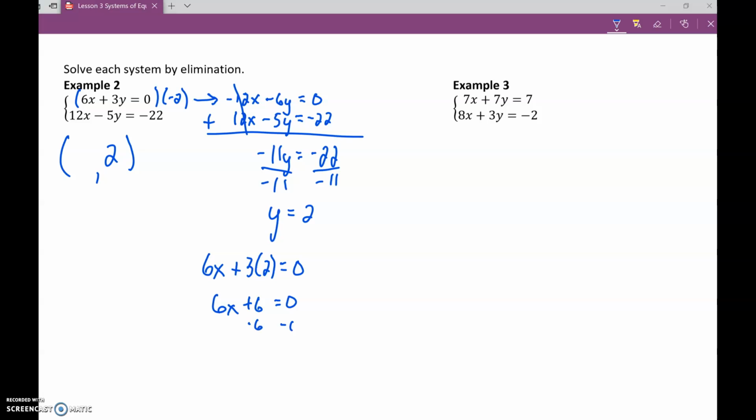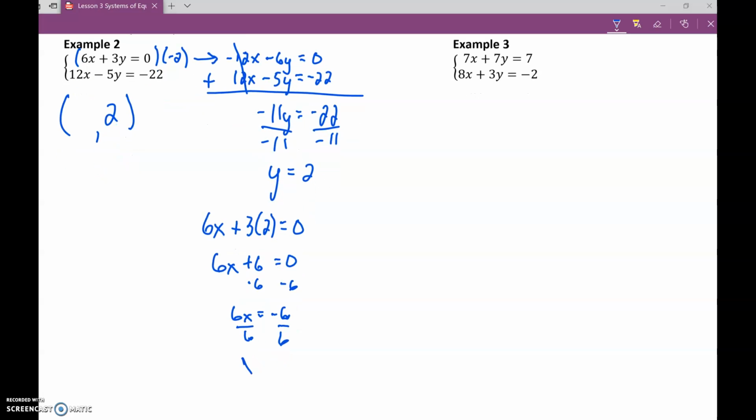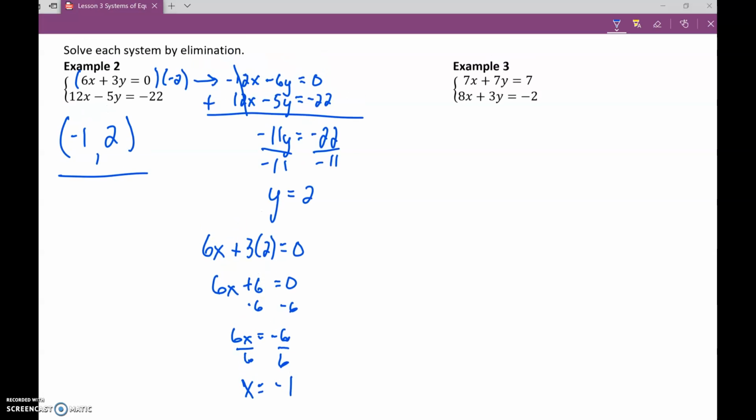Subtract 6. Divide by 6. And we'll end up with x equals -1. So there is your x coordinate. There's our intersecting point. Okay, so sometimes you only need to multiply one of your equations so that you get the x's or the y's to cancel.